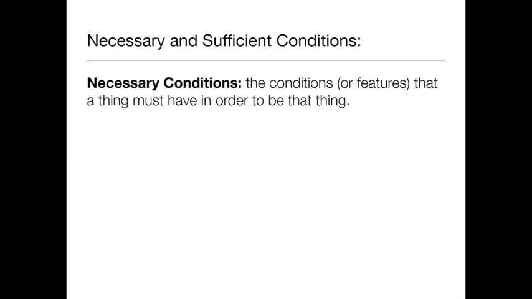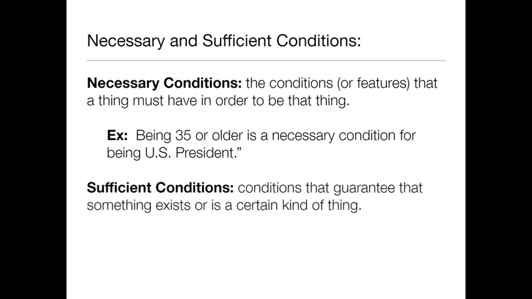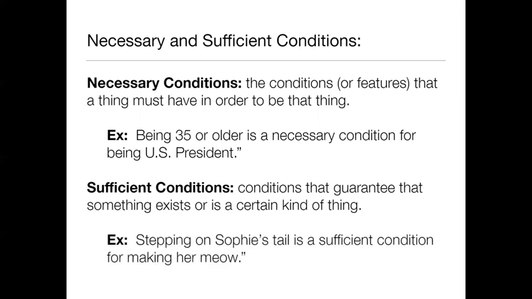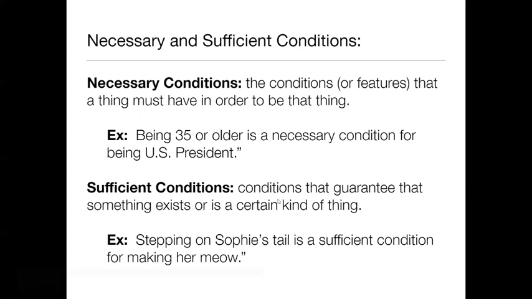So a necessary condition, again, is the condition or features that a thing must have in order to be that thing. So, for example, being 35 or older is a necessary condition for being US president, because you cannot be US president, at least now, I mean, this could change, without being 35 or older, right? That's a necessary condition. A sufficient condition, by contrast, is a condition that guarantees that something exists or is a certain kind of thing. So stepping on Sophie's tail, my cat, is a sufficient condition for making her meow, because there's lots of other things that will get Sophie to meow, but certainly stepping on her tail is one thing that would guarantee that she would meow.